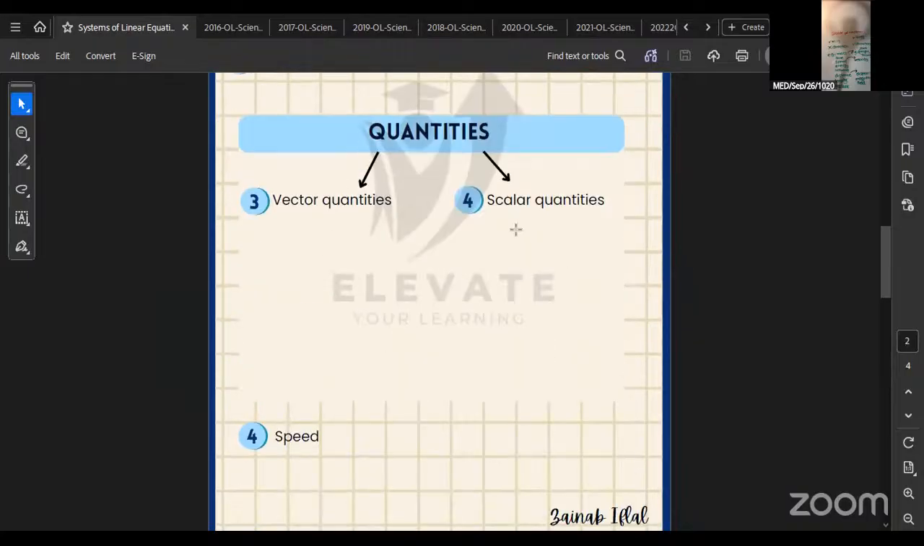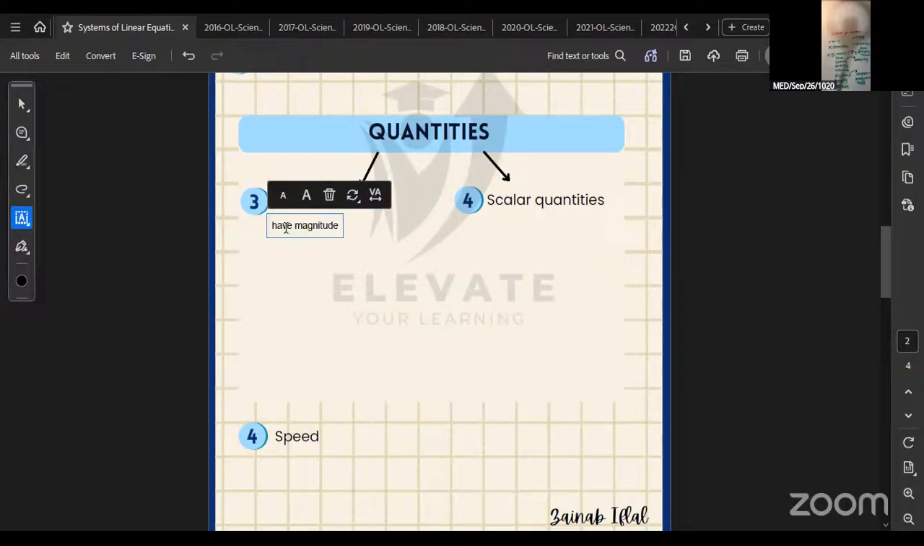Quantity is divided into two, vector quantities and scalar quantities, right? So under vector quantities, what are you going to write? I have written a different way on the board, but what you can do is just write, there is a magnitude. Put a tick, magnitude. You can say have a magnitude, or just put a tick and say magnitude.